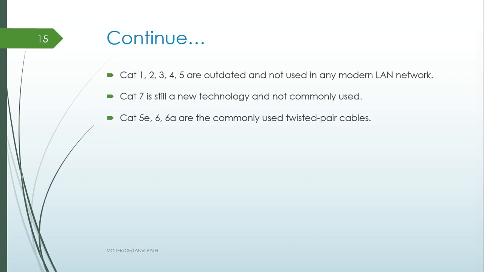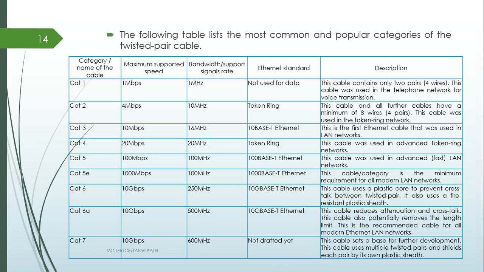Cat 1, 2, 3, 4 and 5 are outdated and not used in any modern LAN networks. Cat 7 is still a new technology and not commonly used. And Cat 5e, 6 and 6a are the commonly used twisted pair cables, which you have seen in the following table.